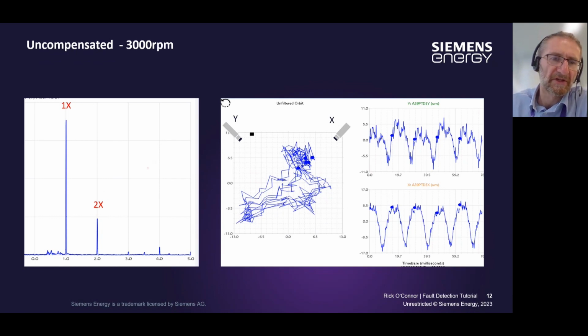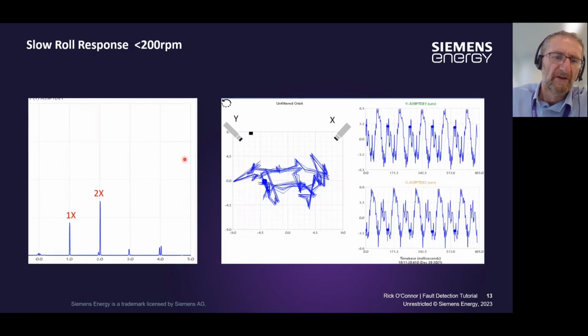Now, this is running at 3000 RPM. So if we decrease the speed of the machine and look at what it looks like at slow roll speed, we can see we've still got a significant amount of vibration that's attributable to the 2x. And you can see here that the 2x is actually the second peak here. So what we can do is take a recording of this and remove this content from the signal.